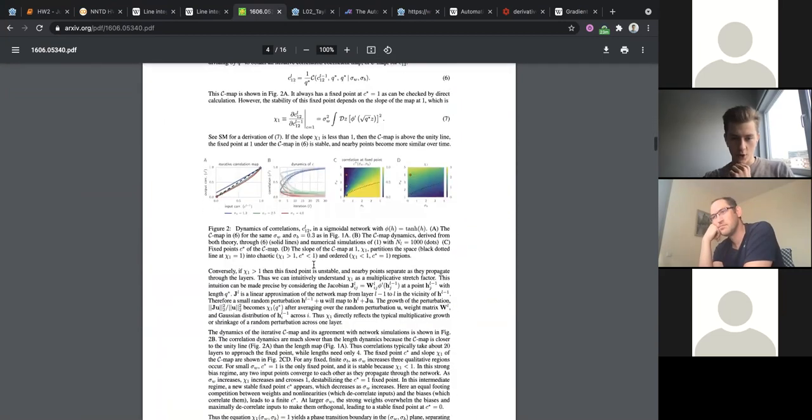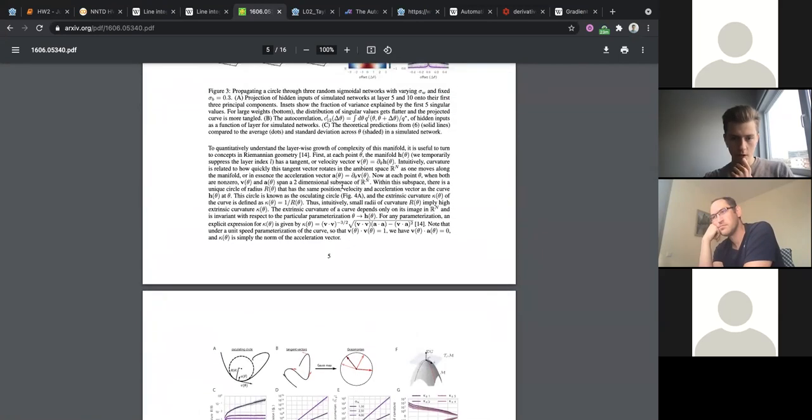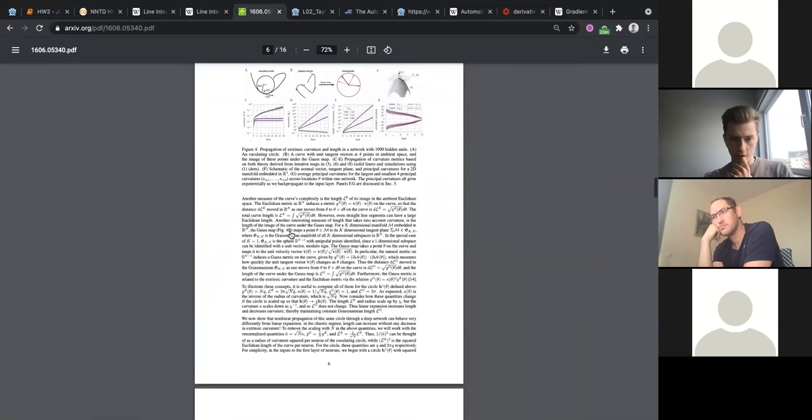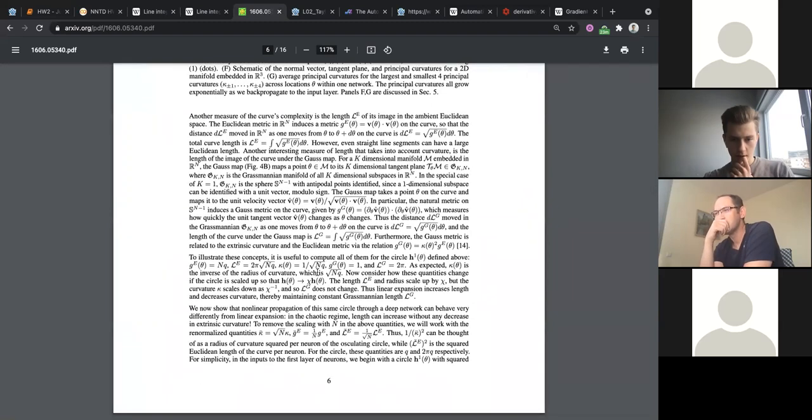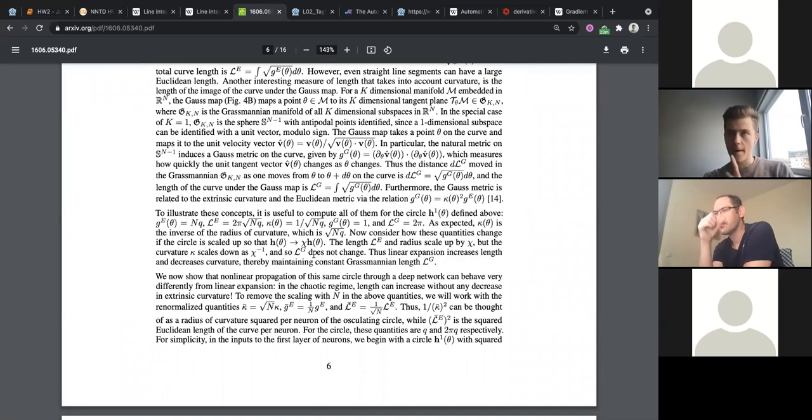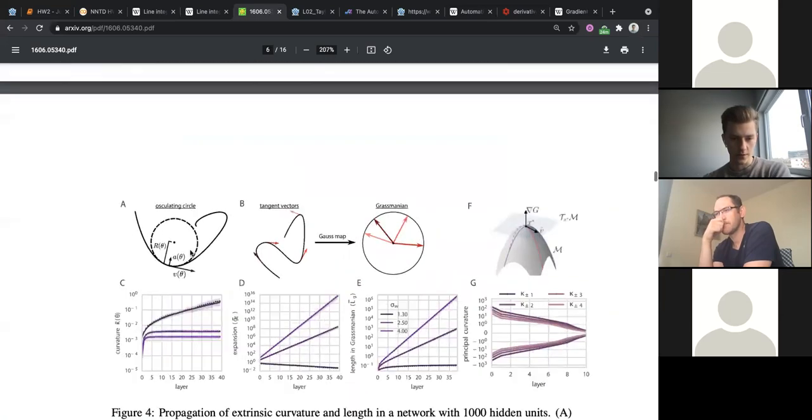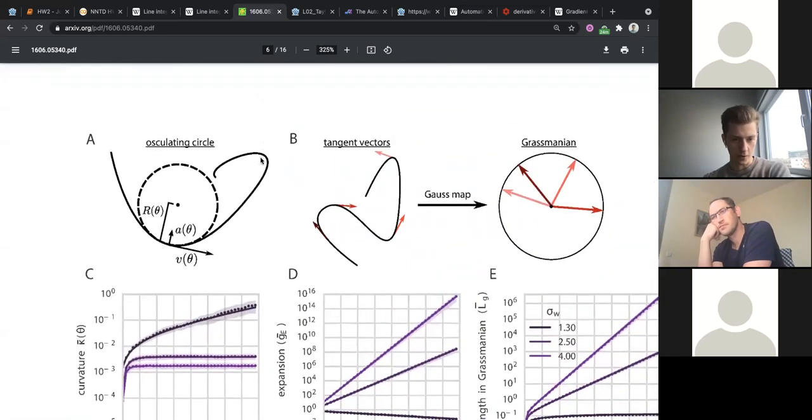But what they show here is the intuition that Grassmannian length is computed via the length of the original curve and also a value that is inversely related to the radius. Basically, they have this thing, this oscillating circle. If you think about a curve and a point on this curve, if you take the velocity, you get this vector, right? If you take another derivative, you get the acceleration vector. And having an acceleration vector and velocity vector, you can basically derive a circle with some radius.